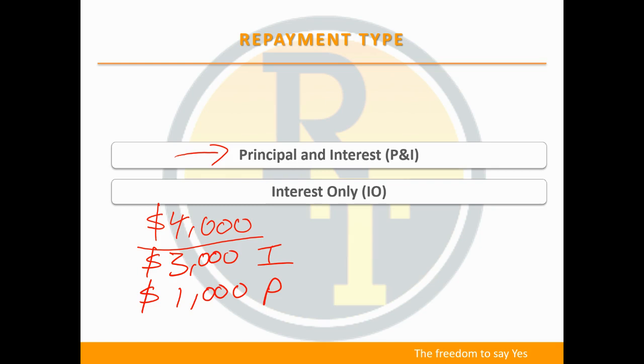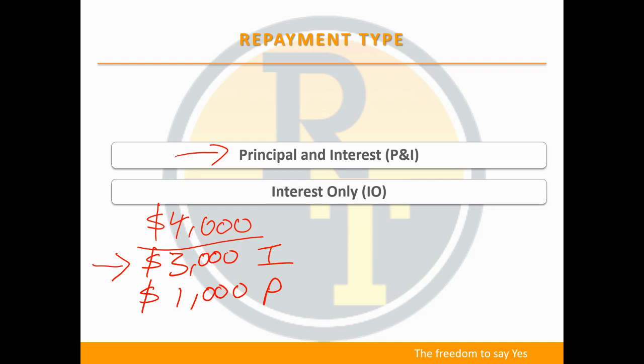Interest only, exactly as it sounds, is you're just making the interest portion of the repayment. A question we often get asked here is, why would someone want a loan that they're not reducing? And the answer is, there are many different reasons and strategies as to why people opt for interest only.